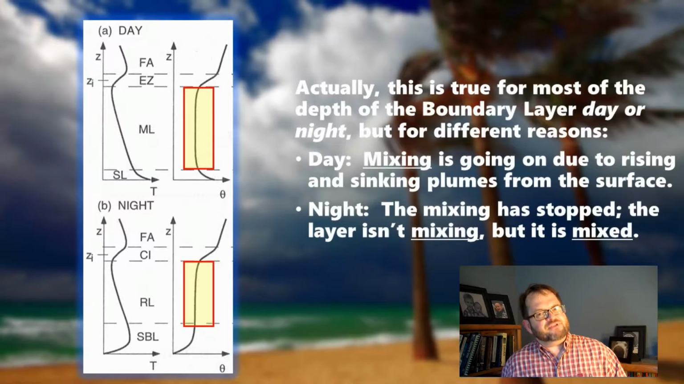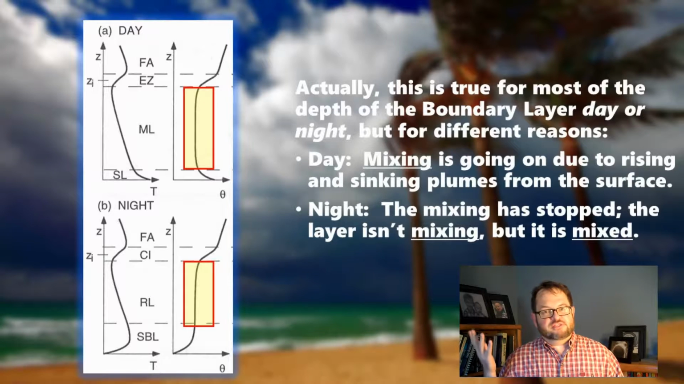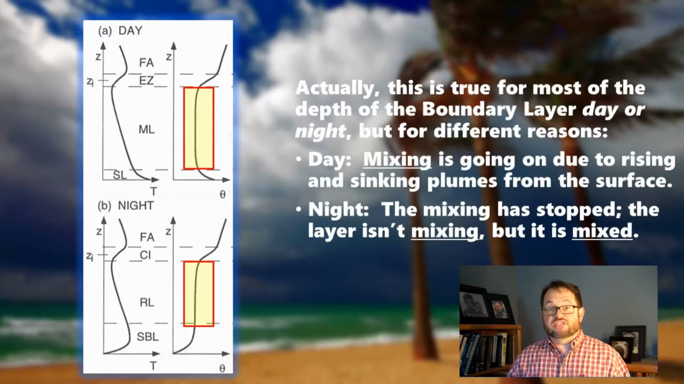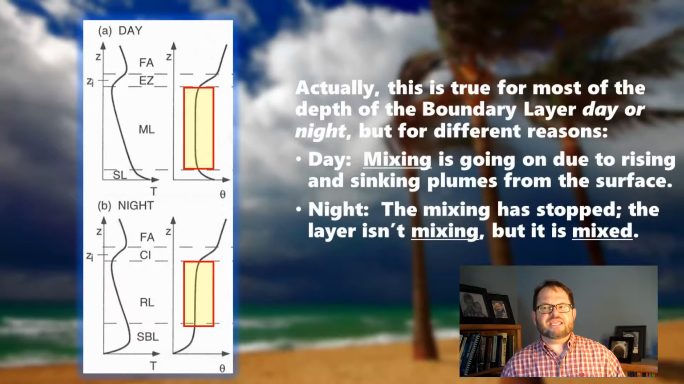Awkwardly, at night, it happens for different reasons. At night, it's not that there's much mixing going on. I mean, air near the surface is cold and dense and not wanting to rise. Air aloft is relatively warm because there's no diurnal cycle to the temperature of the air outside the boundary layer. That air doesn't want to sink. You might think that would mean the boundary layer would be stable, but actually it's not.